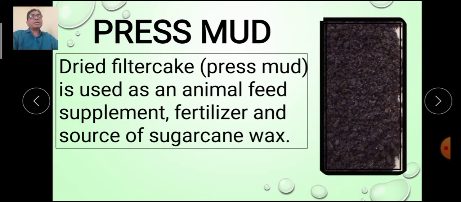The next byproduct is press mud. It is a dried filter cake. Of course, it is used as a cattle feed supplement, fertilizer, and a source of sugarcane wax. This is also important. Therefore, this press mud is delivered for the preparation of fertilizer. It is delivered from the factory as animal feed and as a source of sugarcane wax.